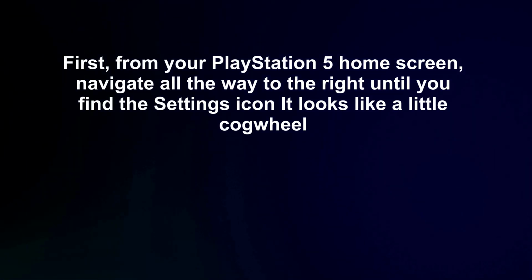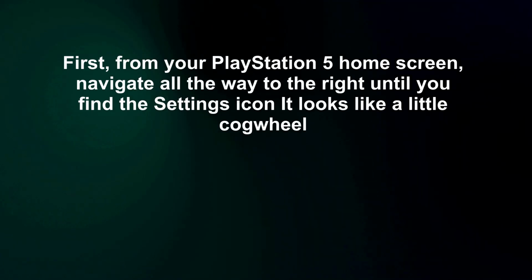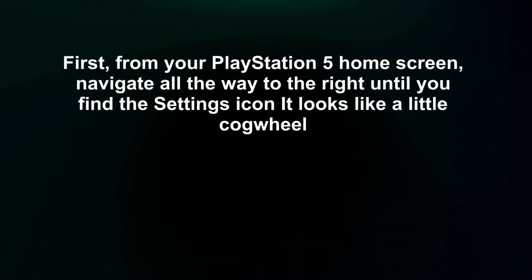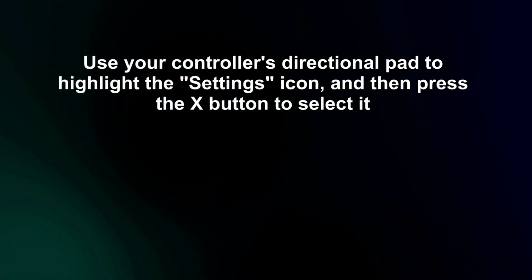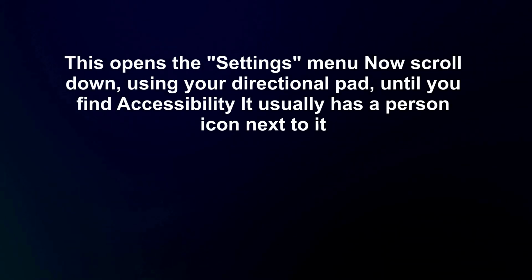First, from your PlayStation 5 home screen, navigate all the way to the right until you find the settings icon. It looks like a little cogwheel. Use your controller's directional pad to highlight the settings icon, and then press the X button to select it. This opens the settings menu.